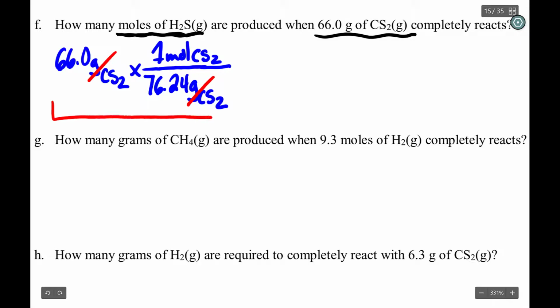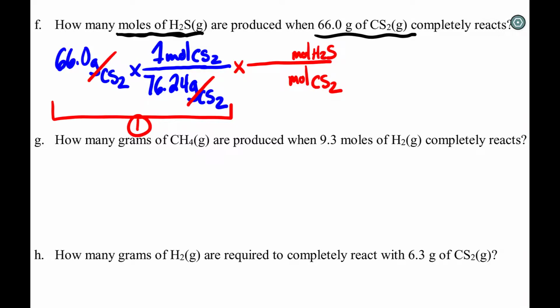This is my first step. Now that I have moles of CS2, I could do a mole-to-mole ratio using the coefficients in the balanced chemical reaction. Now, whatever I'm solving for needs to go on top, which would be moles of H2S, and whatever I'm getting rid of needs to go on the bottom, which would be moles of CS2. The coefficient on H2S is 2. The coefficient on CS2 is 1. This here is my mole ratio.